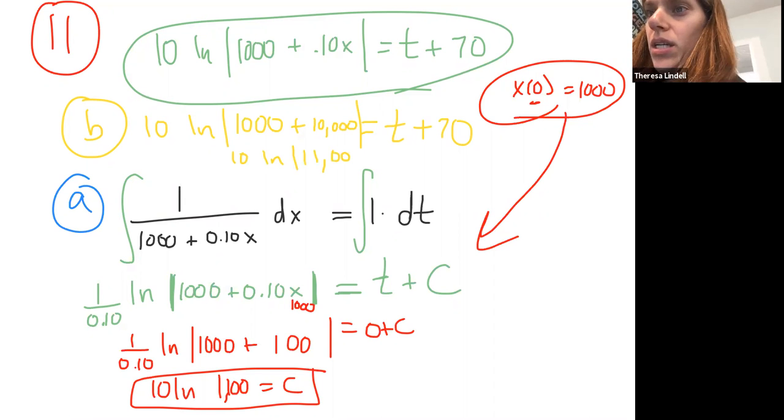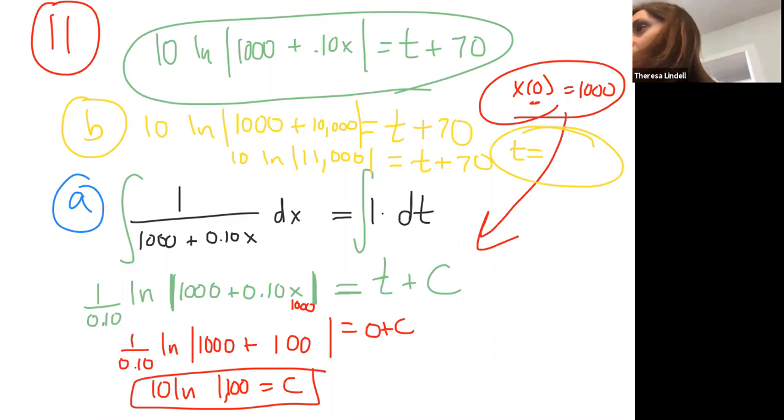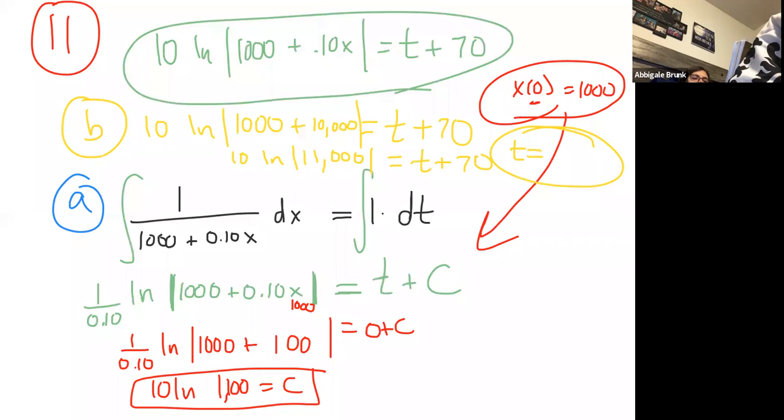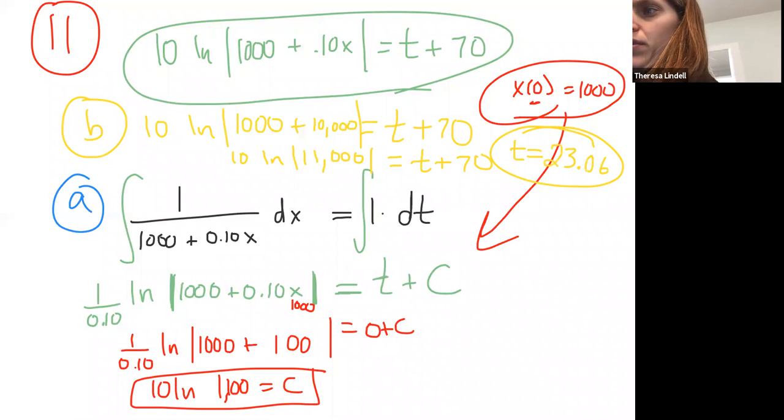Yeah, perfect. So then somebody take 10 times ln of 11,000 and then subtract 70 from it. And then we're going to have our final answer for T, even though it's all crammed in here. That was a weird problem, guys. Good work on that one. 23.06. Yep. Perfect. Years. Yeah, that one got weird with the lettering, peeps. I agree with that.